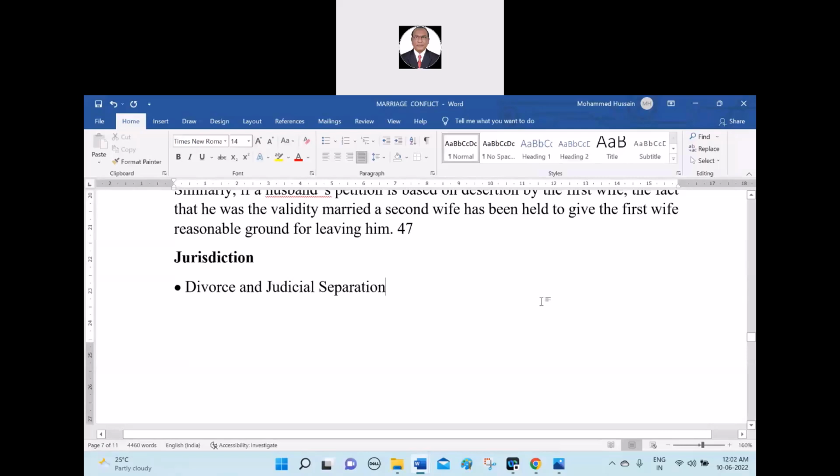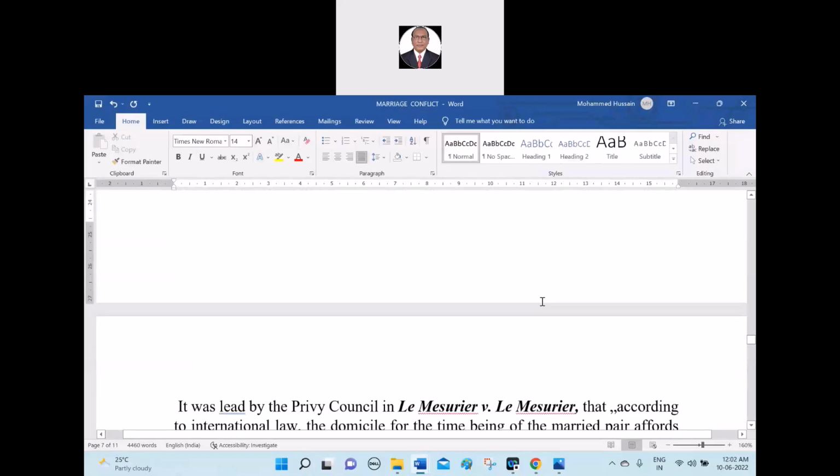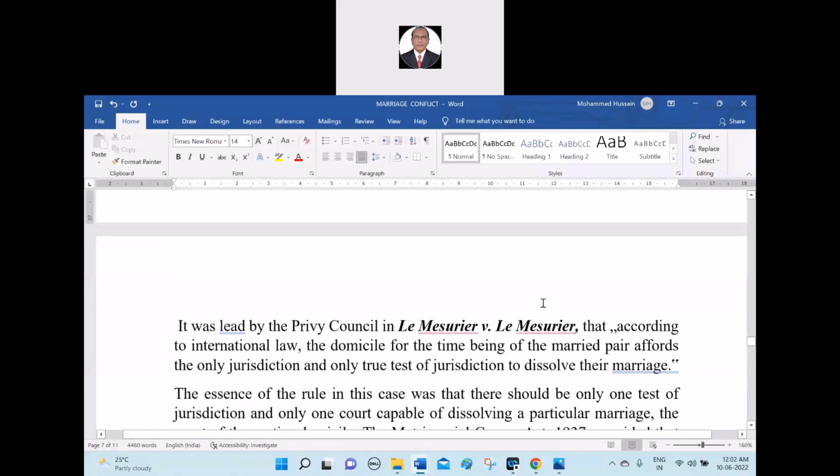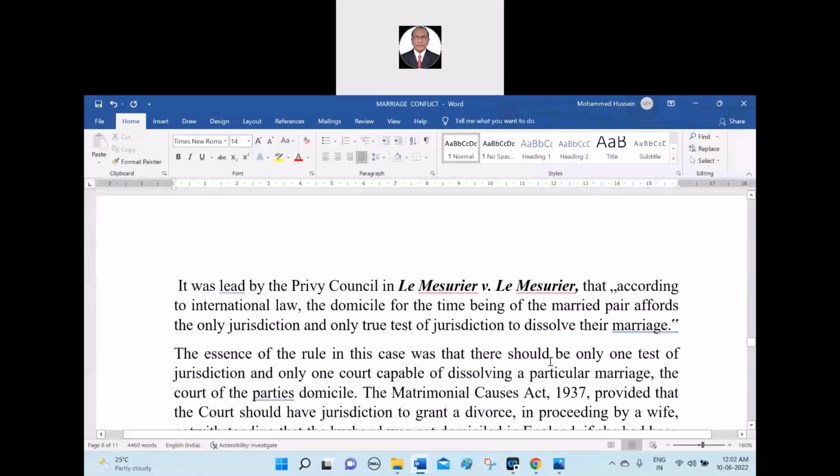Because they are domiciled in Tanzania. So let us see one of the case laws from the Privy Council. It is a classical case law: Hapte versus Hapte and Le Mesurier versus Le Mesurier. There are three or four landmark case laws which give a clear-cut idea about how a marriage could be entertained under private international law.